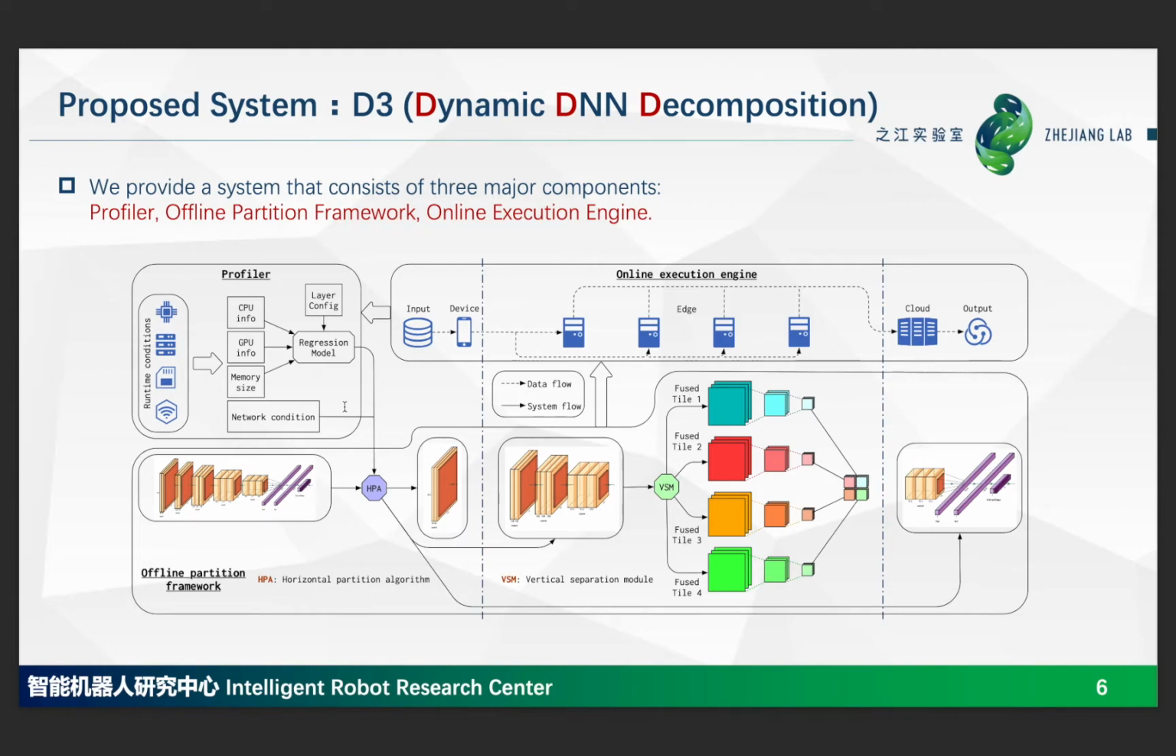The HPA algorithm splits a DNN into three parts, and the vertical separation module further separates the DNN part assigned on the edge into multiple fused-tile stacks, and it assigns a fused-tile stack to a node. The offline partition framework passes the decision to the online execution engine, and the online execution engine forms a pipeline to process the DNN.